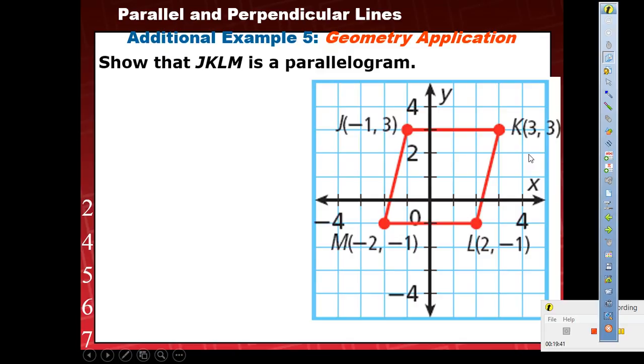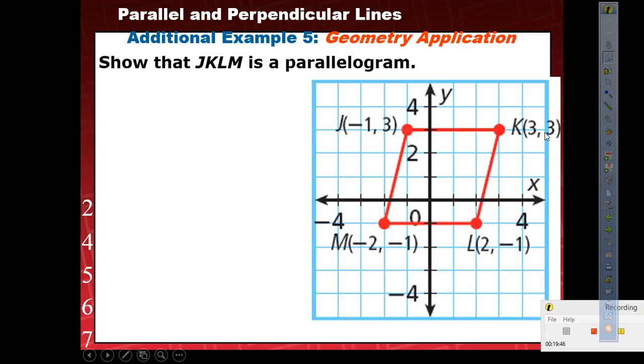Copy this. It says, show that JKLM is a parallelogram. You have your graphing paper, right? Use a bigger one. And here are the points. They give you points. Point J is negative 1, 3.